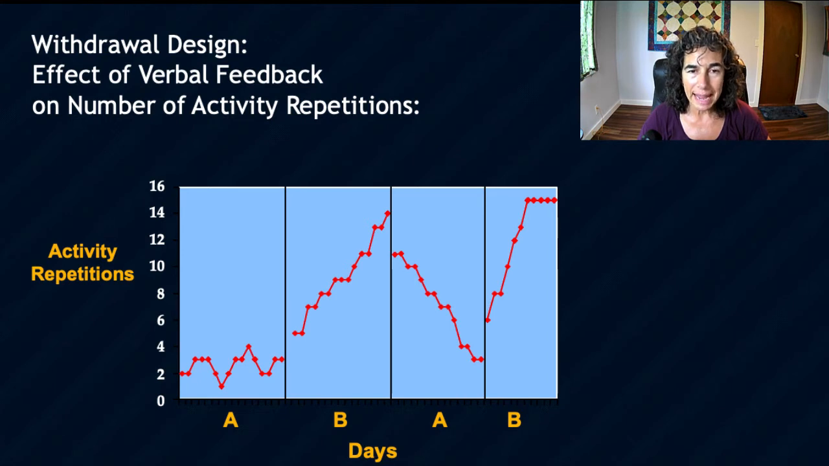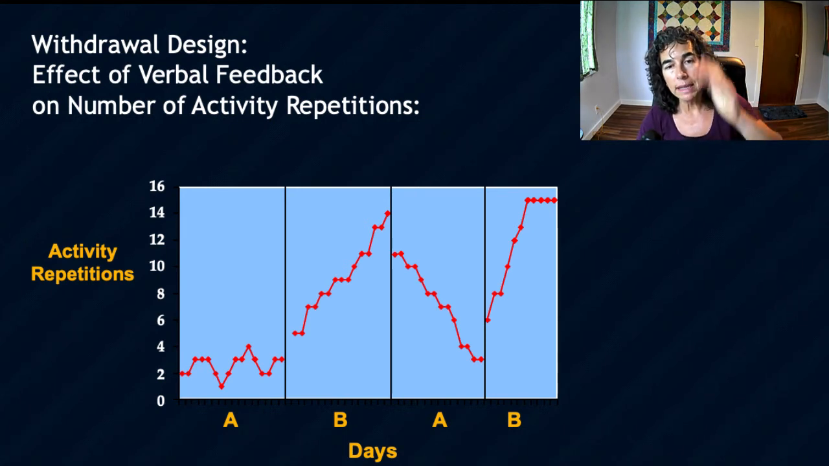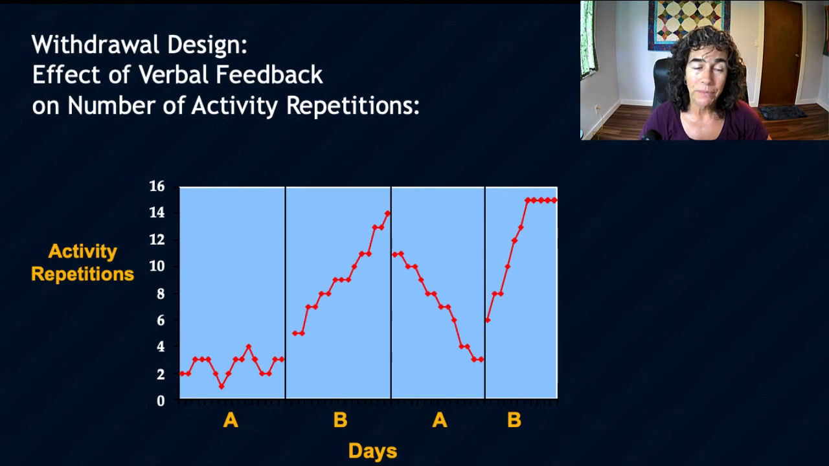The first day A is baseline. The first day B is let's give verbal feedback and see how many activity repetitions happen, right? So I say, good job. Can you try that again, right? So repetitions go up. Then I go back to not giving verbal feedback. Performance declines. The second B day, I give verbal feedback again. And once again, we see the activity repetitions increase.